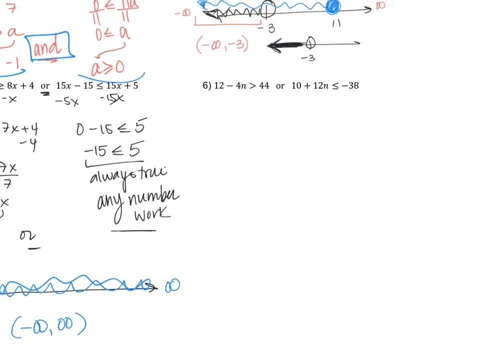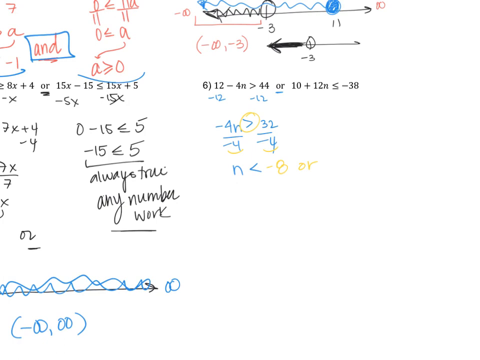All right, let's try one more. Again, we have another "or" one. That's minus the 12. Minus the 12, we get negative 4n is greater than 32. We'll divide by negative 4. Divide by negative 4, we get n is less than... So we have to change the sign because we just divided by a negative. That would be negative 8.